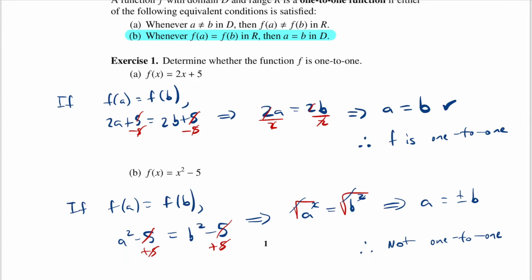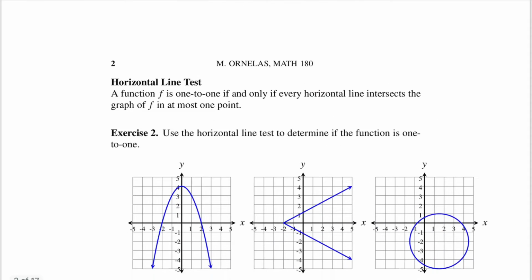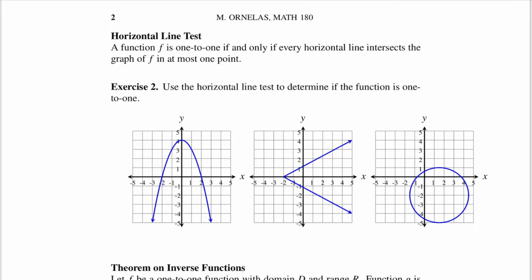So that's how you would show that a function is one-to-one, or also that a function is not one-to-one, as we just did. All right, the next page shows us the horizontal line test. First, we should test whether it's a function by using the vertical line test.